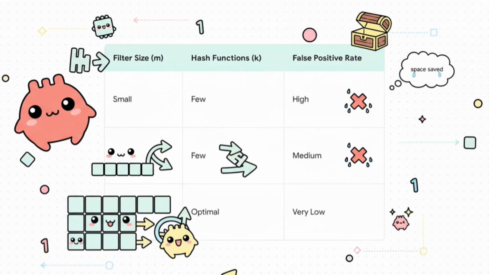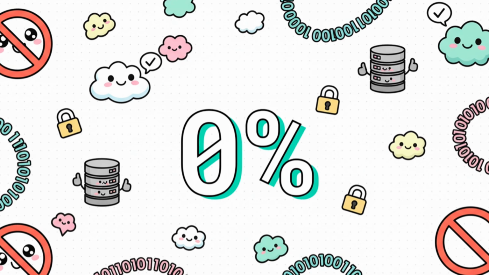But no matter how you tune it, whether it's big or small, a higher rate or a low one, you have to remember the golden rule, the one number that never ever changes. The false negative rate is always 0%. That is the guarantee. If the filter says no, the answer is no, period. And that rock-solid certainty is what makes this probabilistic little tool so reliable and so powerful.